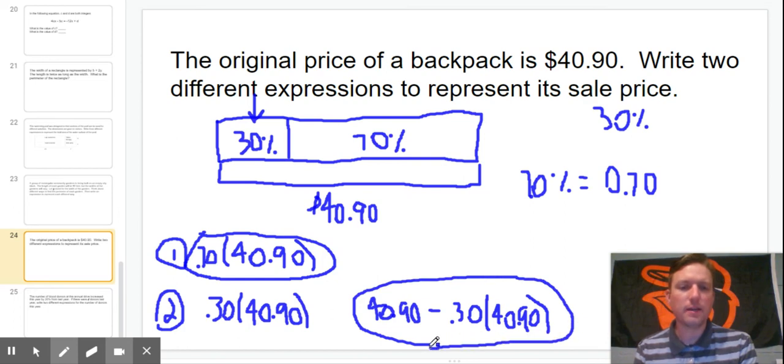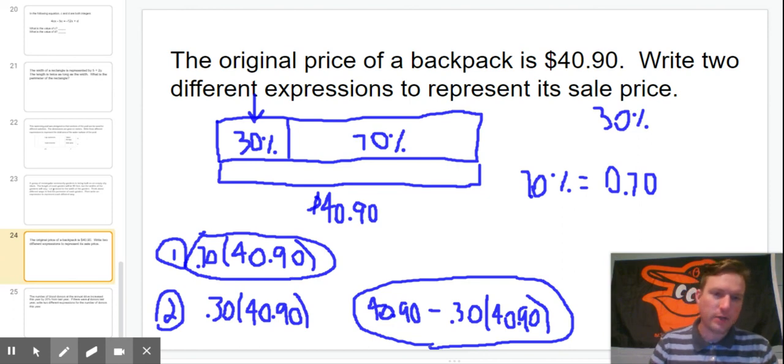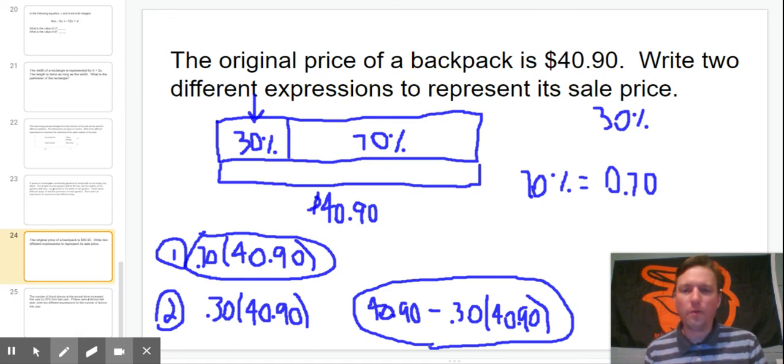Now, what I'd like you to do is work on this very problem as the example. I would like you to read how they explain it and break it down in the book. And then I'd like you to solve the next page of your independent practice book.